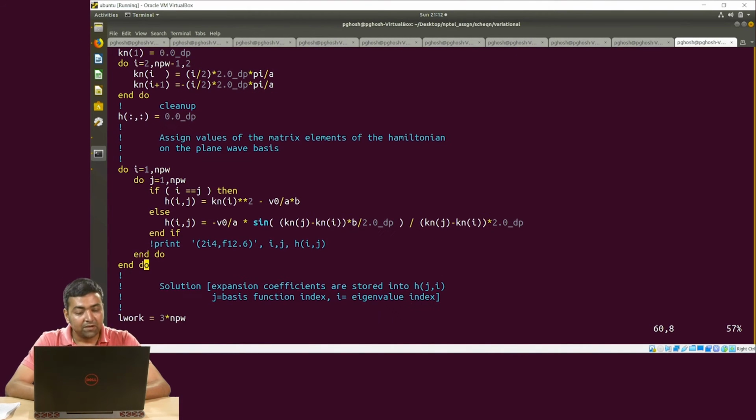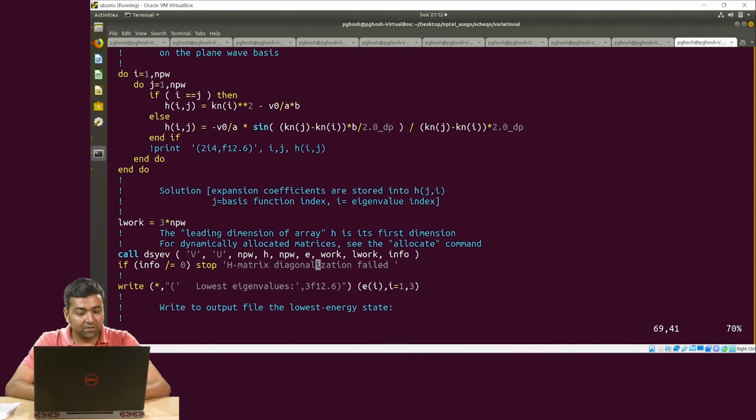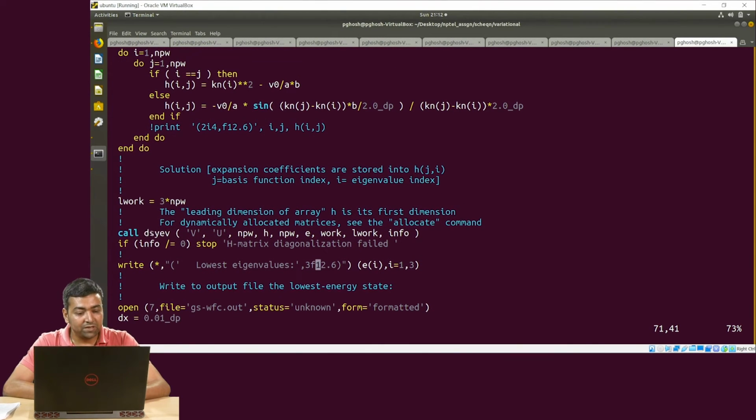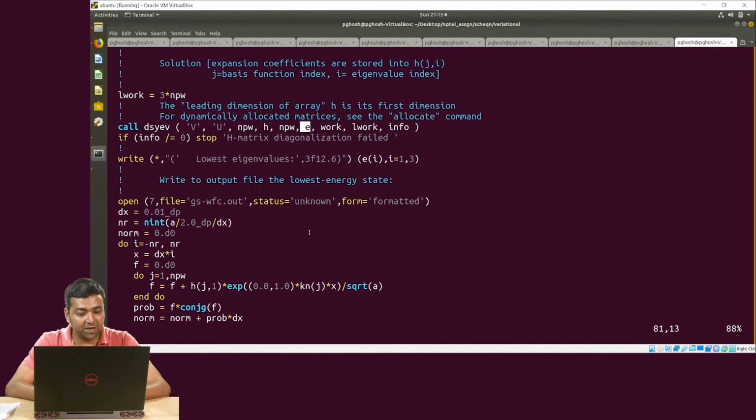Once the matrix is assigned, I call this subroutine DSYEV and provide the following information. What I provide to the subroutine is the number of plane waves, my H matrix, and this L work matrix. What the subroutine returns to me is the energy eigenvalues, which are stored in this E matrix, and also the energy eigenvectors, which it stores in the H matrix again. So, H is an intent out type of variable.